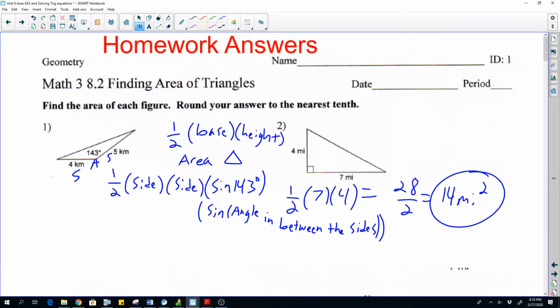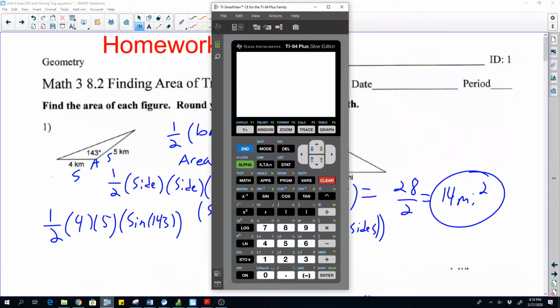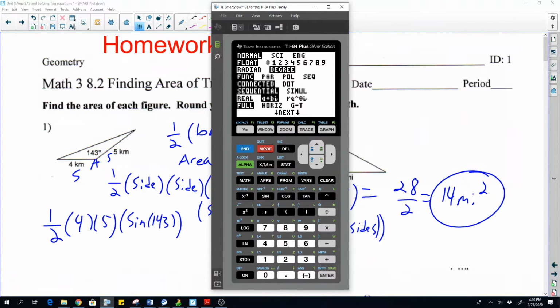So 143, is it between 4 and 5? Why, yes, it is. So then we're just going to do 1/2 times 4 times 5, and then times sine of 143. We'll plug that into our calculator and get our answer. We do want to make sure that our mode is in degrees, because we've been messing with degrees and radians these last couple assignments, so it is in degrees already.